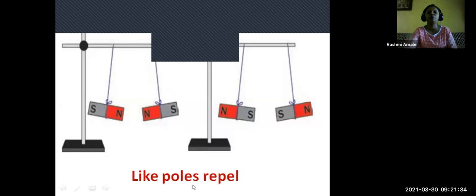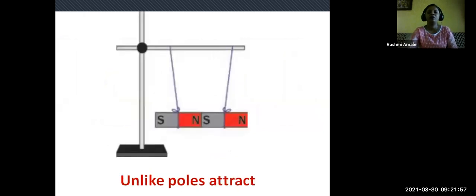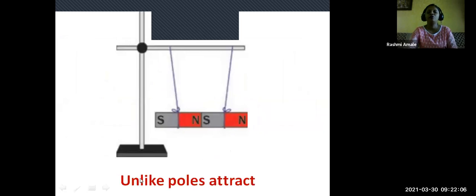So what we say, like poles repel. See on the right hand side now again, south, south. These are like poles, south and south. Same type of poles. So they are called like poles. So when they are also brought close to each other, they are going away. So that means they are repelling. So we say like poles repel. All right. So what will happen to unlike poles now? Unlike means north and south. When north and south are brought close to each other, they are getting attracted. So we say, unlike poles attract. Okay. Unlike poles attract. Understood, children?